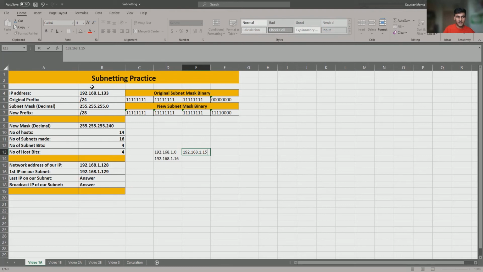So for our particular subnet, 128 plus 16 is 144, and minus 1 for the broadcast, because 144 is going to be the next subnet. So for the broadcast, we subtracted by 1, so that's going to be 192.168.1.143. And the last IP will be, again, minus 1 from the broadcast. So 192.168.1.142.